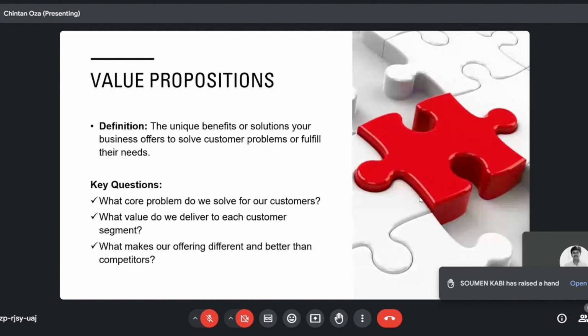Another segment amongst these nine pillars of BMC is value proposition. The definition says the unique benefits or solution your business offers to solve customer problems or fulfill their needs. So the unique solution has to come here. But what are the core problems we solve for our customers? Do you derive a value proposition?